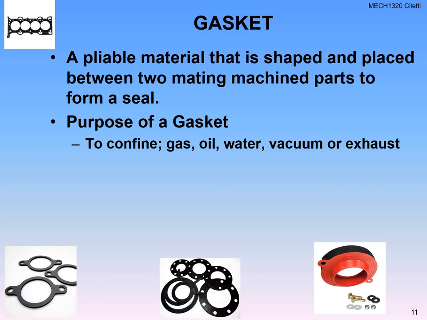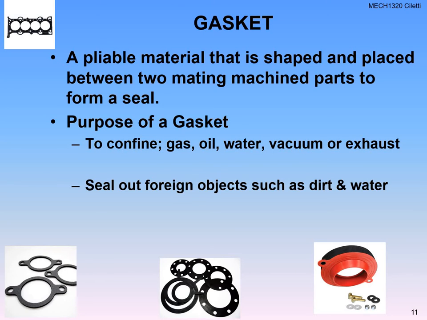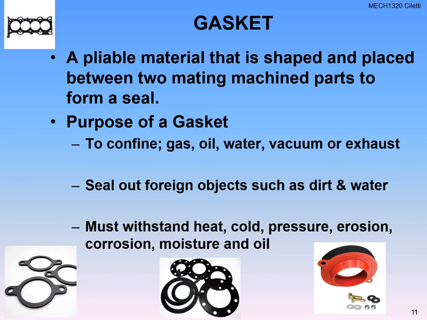So the purpose of the gasket, just like the seal, is we want to confine gas, oil, water, vacuum, or exhaust. Even your lawnmower is going to have seals where you take in the outside air. We want to keep foreign objects out as well. So you don't want anything getting in, anything getting out. That's why we use both of those. You can take a look at some different gaskets down below, and generally a gasket is going to connect in multiple places.